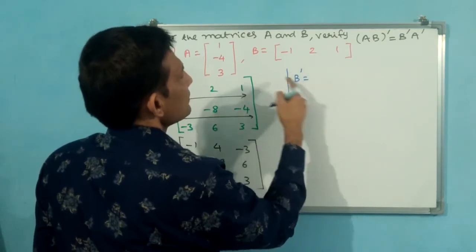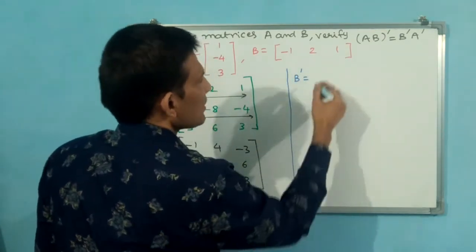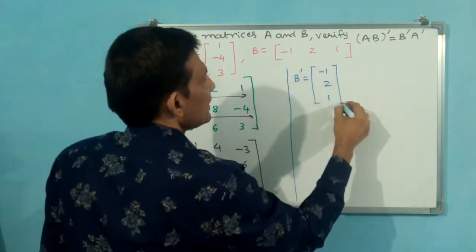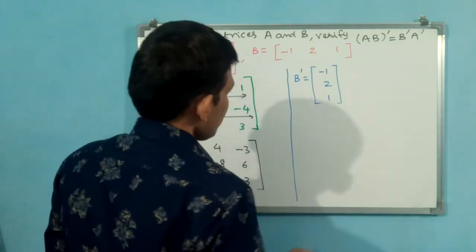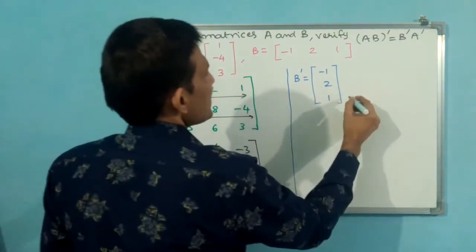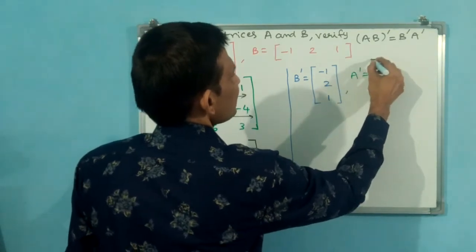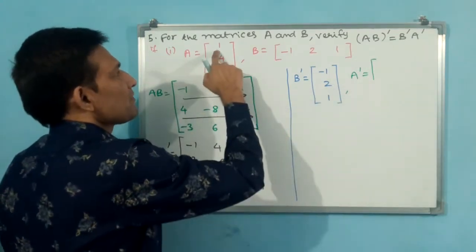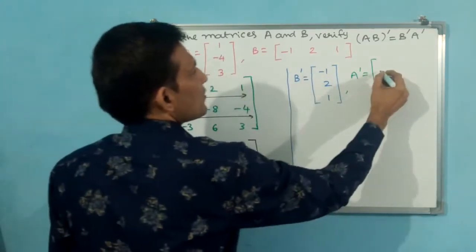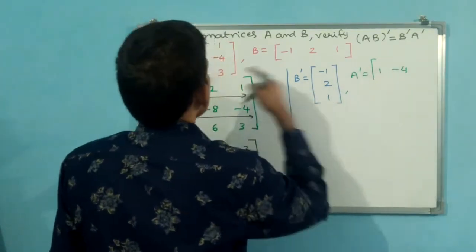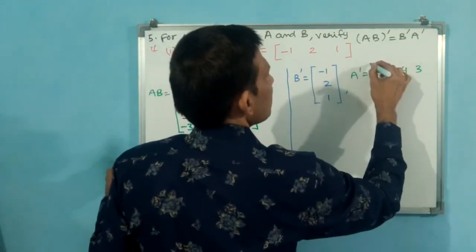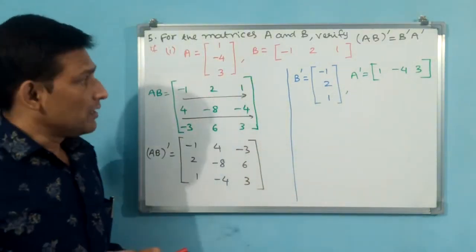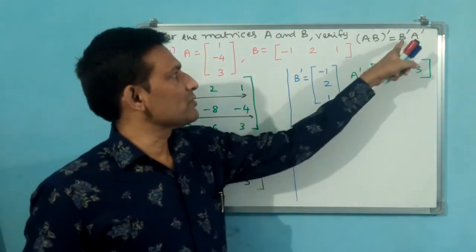Write down B transpose first. B transpose is equal to, you see this row of B is going to become a column: minus 1, 2, 1. Okay. This is B transpose. Now let us write A transpose also by the side. A transpose, only a single column is there, it is going to become a row. Because the first row becomes the first column, the second row the second column, the third row the third column. Like that it is going to become. Okay, you understand now? 1, minus 4, 3. Now you have got B transpose and A transpose.